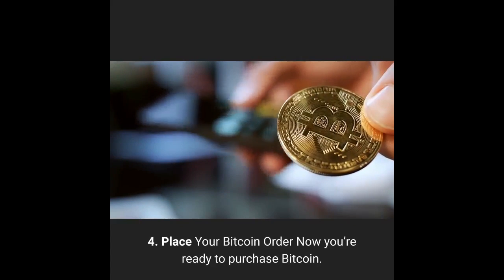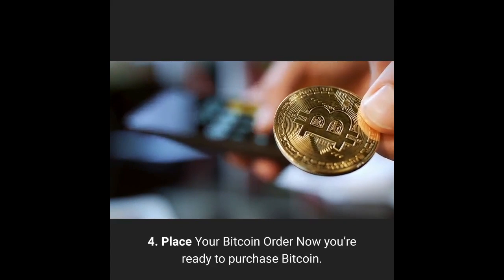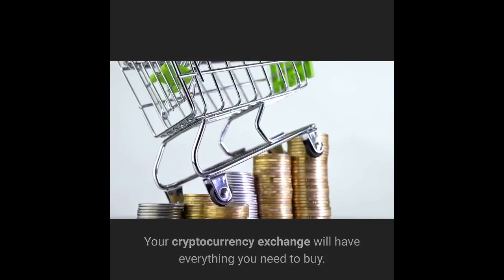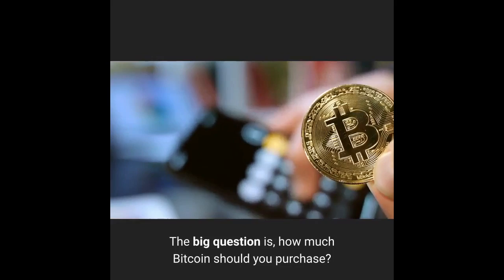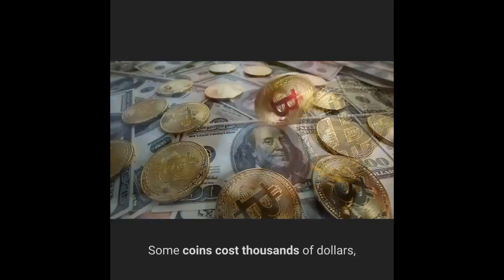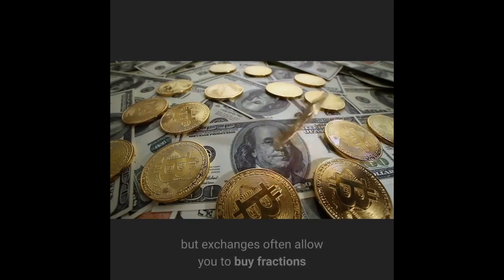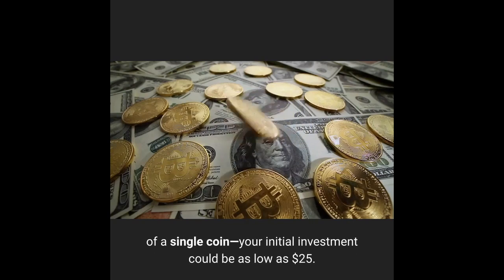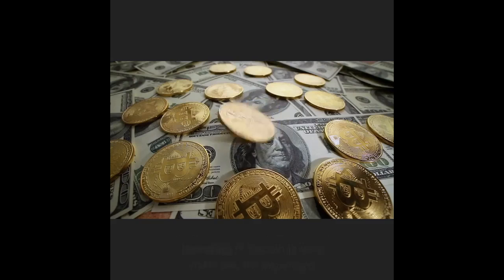4. Place your Bitcoin order. Now you're ready to purchase Bitcoin. Your cryptocurrency exchange will have everything you need to buy. The big question is, how much Bitcoin should you purchase? Some coins cost thousands of dollars, but exchanges often allow you to buy fractions of a single coin. Your initial investment could be as low as $25.